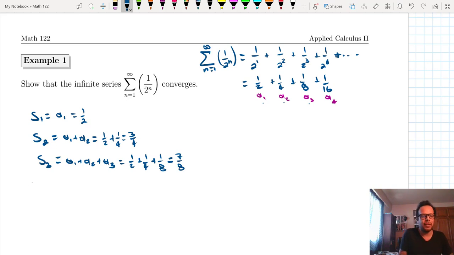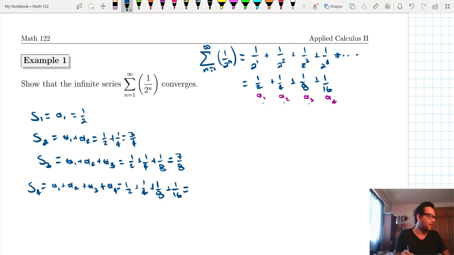And let's do S4, the partial sum for the first 4 terms. A sub 1 plus a sub 2 plus a sub 3 plus a sub 4 equals the same 1/2 plus 1/4 plus 1/8 plus 1/16, which adds up to 15/16.